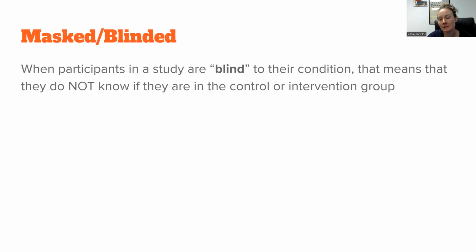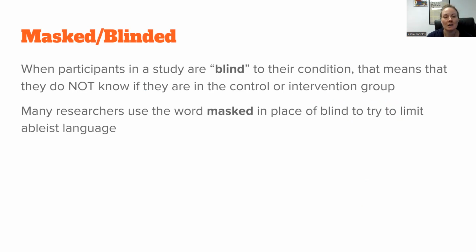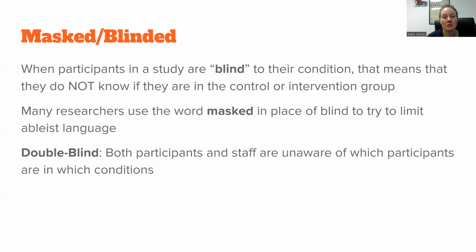We also talk about masking and blinding. So when participants in a study are blind to their condition, that means they don't know if they're in the control group or the intervention. Many researchers like to use the word masked in place of the word blind to try to limit ableist language. However, it's not been as widely adopted as I've been hoping it would be. So you all need to know both of these language. It's double masked or double blind when both participants and staff are unaware of which participants are in which conditions.